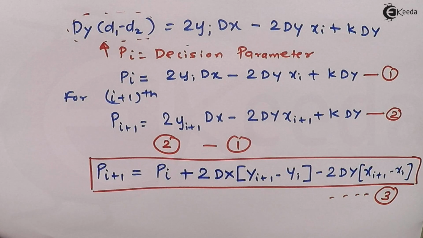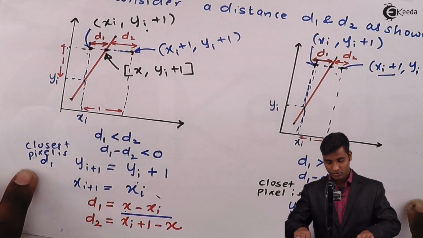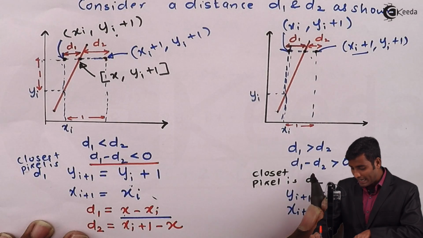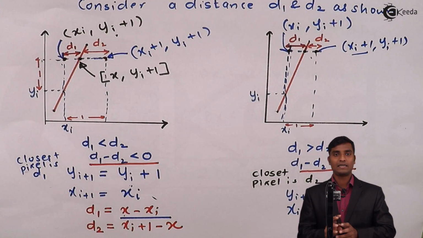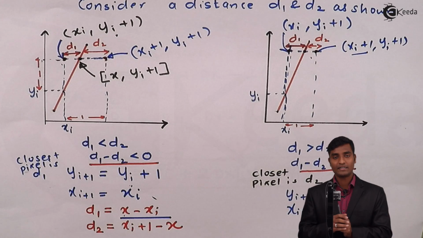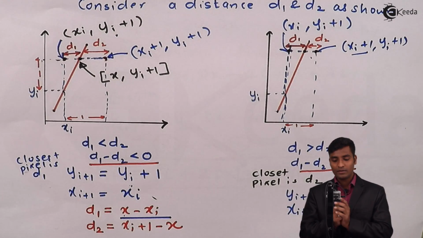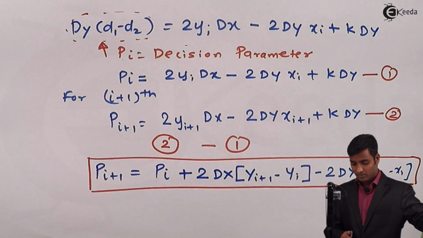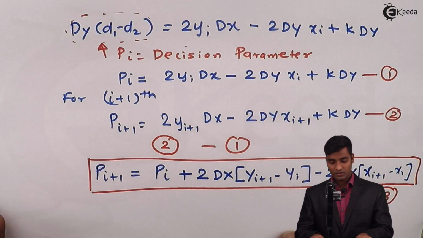So we know that the decision parameter, that is d1 minus d2, has two conditions. One is less than 0 and another one is greater than 0, which means that the decision parameter has two cases. So now we will use these conditions. So these are the final equations.